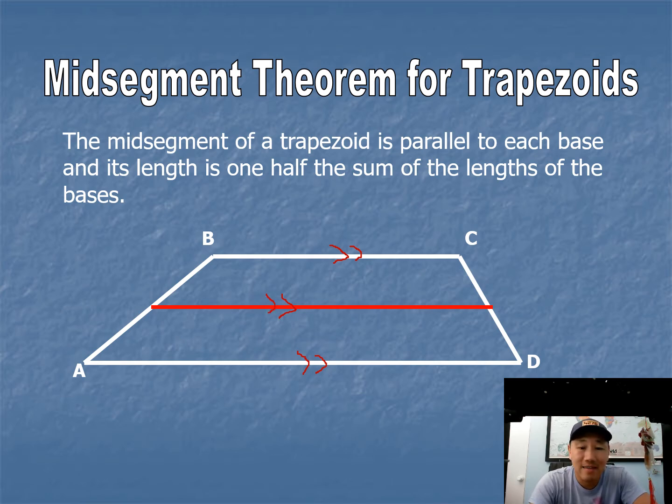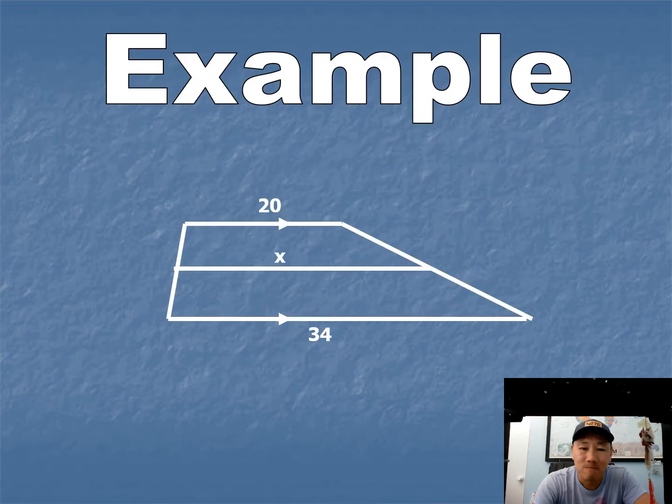Not only that, the length of the red line is half the lengths of the two bases when you add them up. So it's kind of like finding the average between the top and the bottom that gives you the middle. All right, let's do an example.